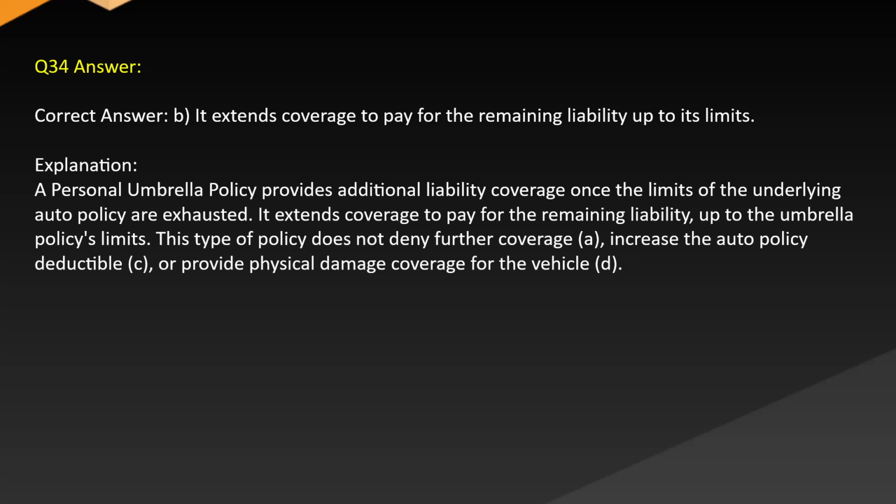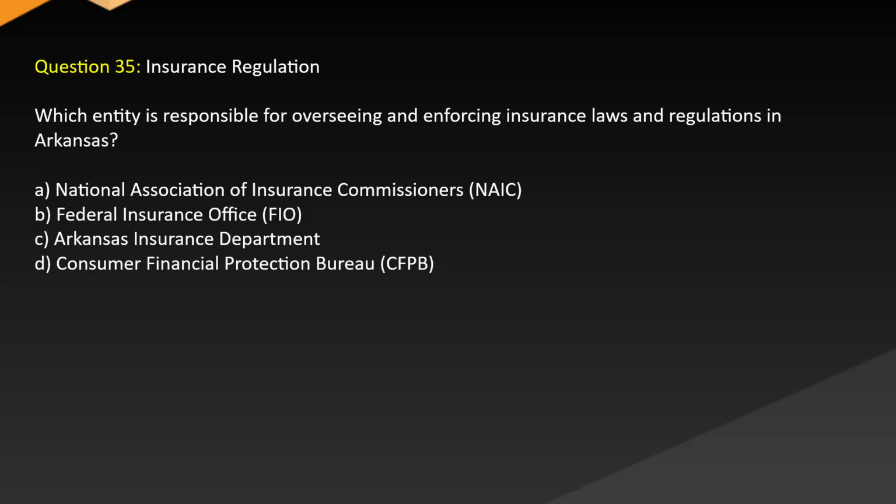Explanation: A personal umbrella policy provides additional liability coverage once the limits of the underlying auto policy are exhausted. It extends coverage to pay for the remaining liability up to the umbrella policy's limits. This type of policy does not deny further coverage, A, increase the auto policy deductible, C, or provide physical damage coverage for the vehicle, D. Question 35.